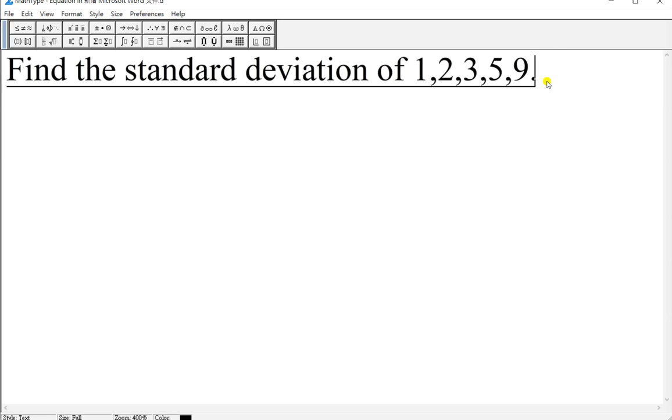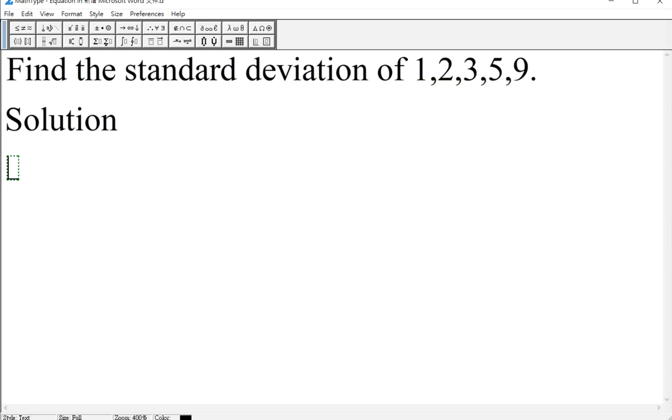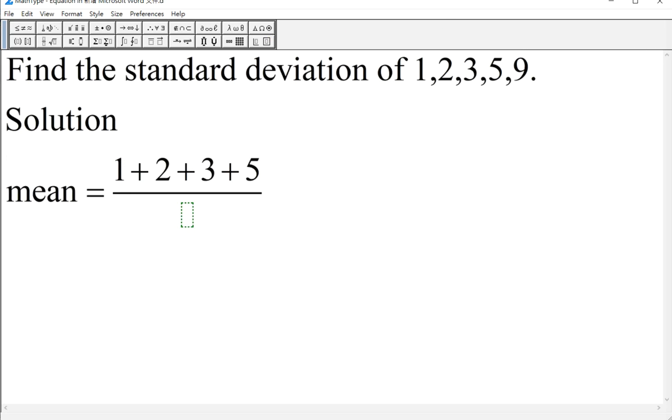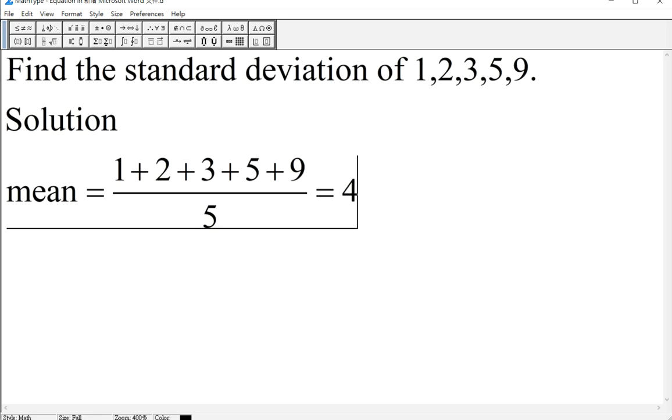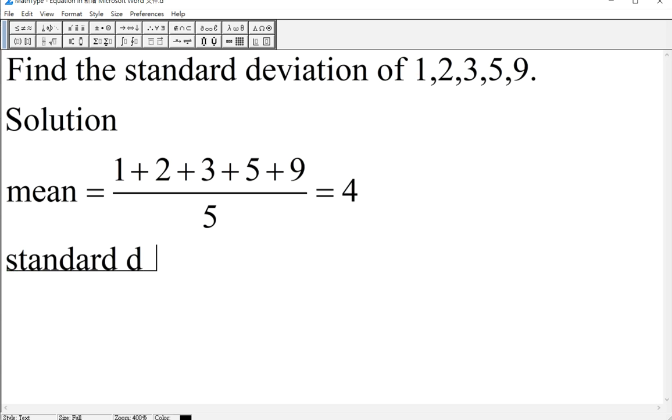Okay, we would like to find the standard deviation of these five numbers: 1, 2, 3, 5, and 9. First of all, if we want to find the standard deviation, you should find the mean of these five data. So you add them up and then divide by 5, and you find that the mean would be 4. You can find the mean of these five numbers first, and then we will talk about the standard deviation now.